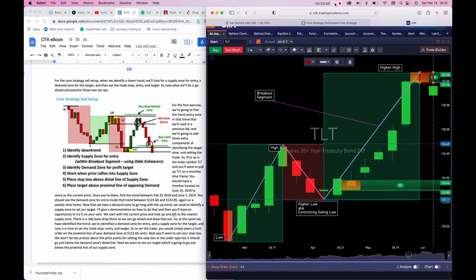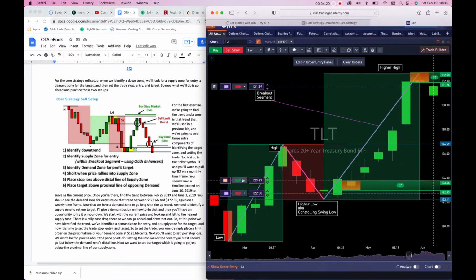So at this point, we have identified the trend, we've identified a demand zone for entry and a supply zone for the target, and now it's time to set the trade stop, entry, and target. To set the trade, you would simply place a limit order on the proximal line of your demand zone at $123.66, and then you would set your stop loss just below the distal line of the demand zone, and you would place your sell limit order just below the proximal line of your supply zone.